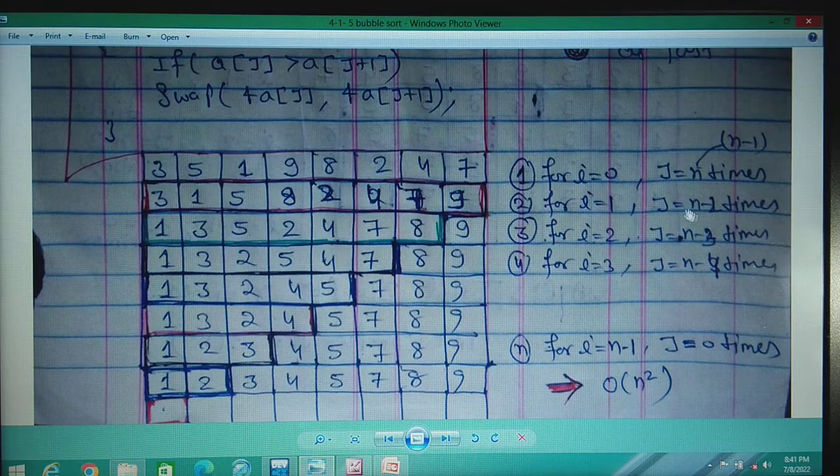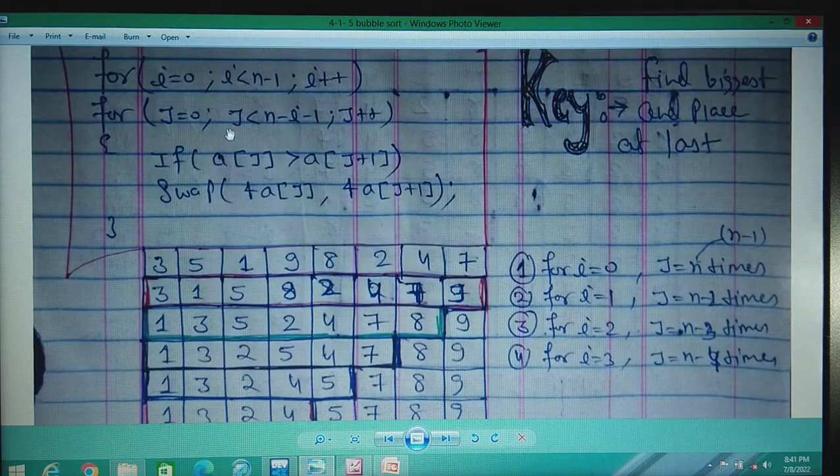Now how it is working, I will show you. At first i is equal to 0. When i is equal to 0, then j works n minus 1 times. Why? Because i is 0, so n minus 0 minus 1. So this loop is working n minus 1 times.